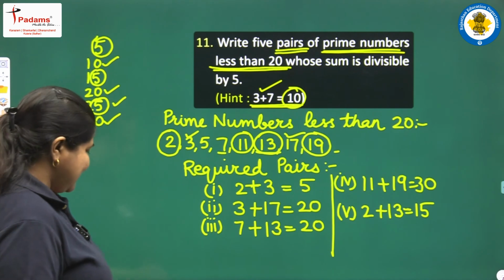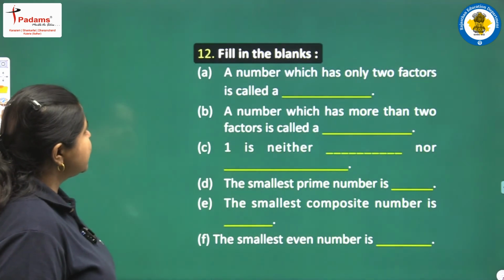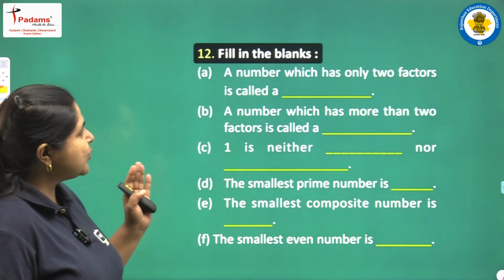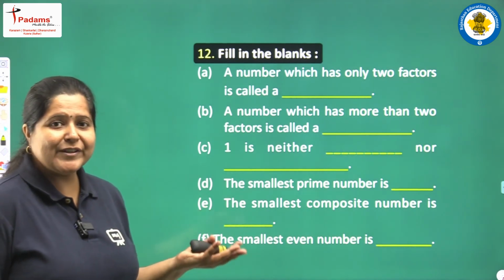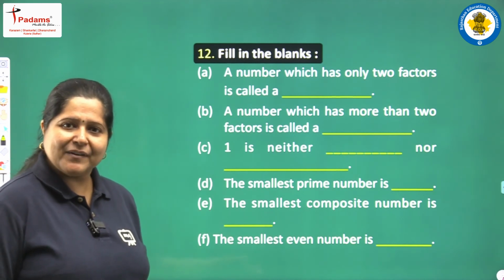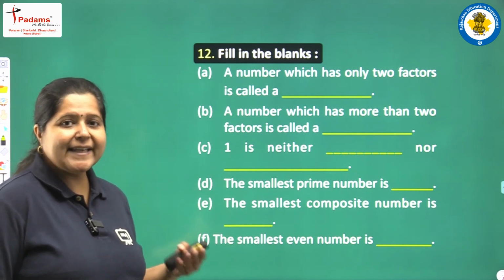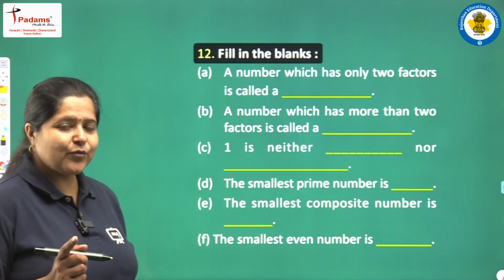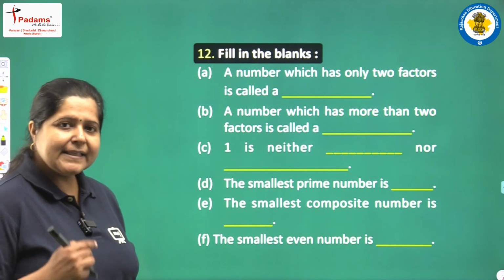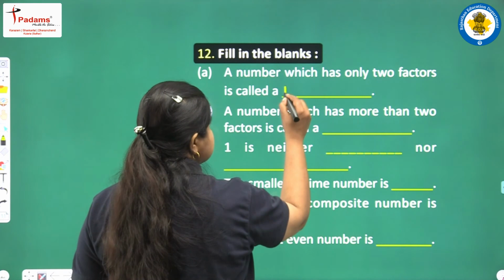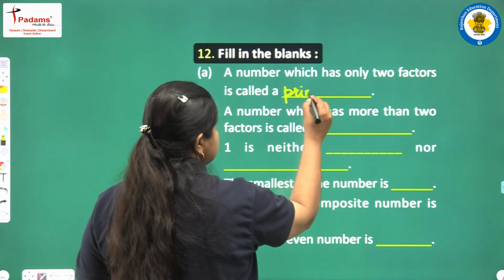Then we have this question number 12. Fill in the blanks. A number which has only two factors is called which number? Only two factors. Yes, it's a prime number. We have already discussed again and again that a prime number has only two factors, and which are those two factors? 1 and the number itself. So, a number which has only two factors is called a prime number.